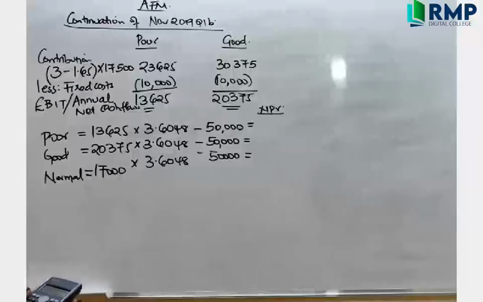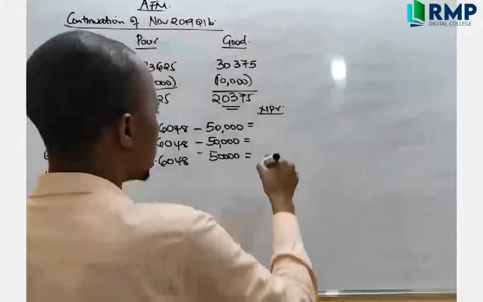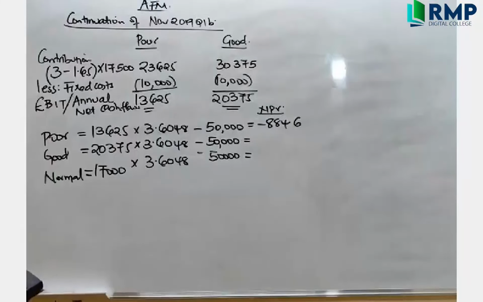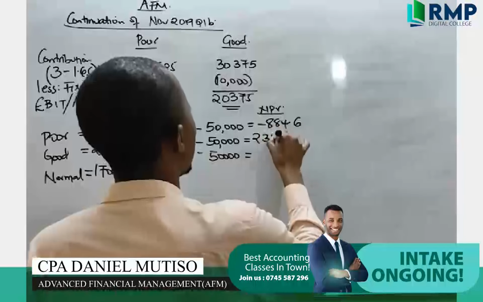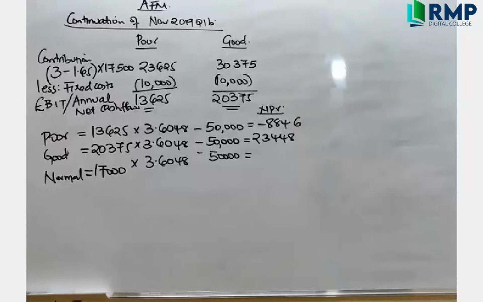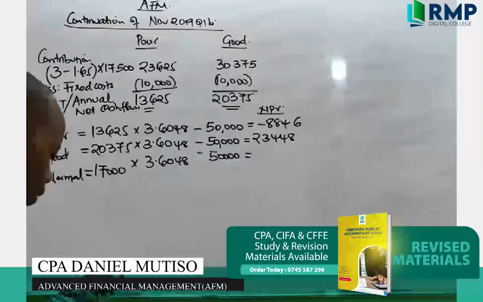So the first one will be 13,625 times 3.6048 minus 50,000, getting negative 884.6. The other one will be 20,375 times 3.6048 minus 50,000. We're getting 23,448. Allow me to round off. And the other one would be 17,000 times 3.6048 minus 50,000, getting 11,282.